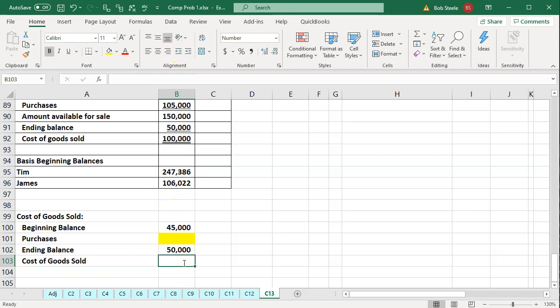And then I'm going to say this should be this number plus this number minus this number. Beginning balance plus purchases minus ending balance. Notice what I'm not doing is creating a whole other formula to figure out the cost of goods sold. Now you can write this out algebraically. We basically need to know what this number needs to be in order for the cost of goods sold number to be what we know it should be, which is 100,000.